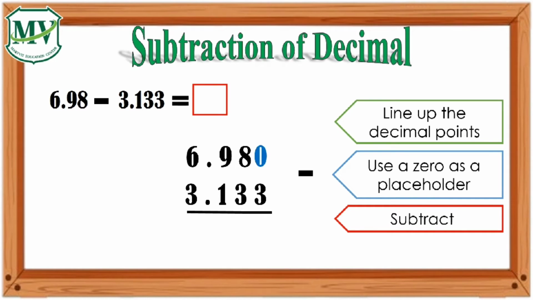Since we cannot subtract 3 from 0, let's do regrouping. 8 becomes 7 and 0 becomes 10. Now subtract. So the final answer is 3 and 847 thousandths.